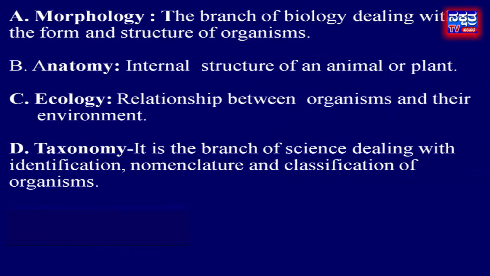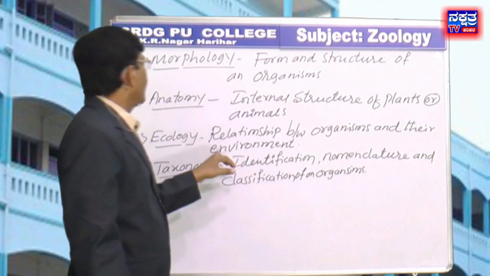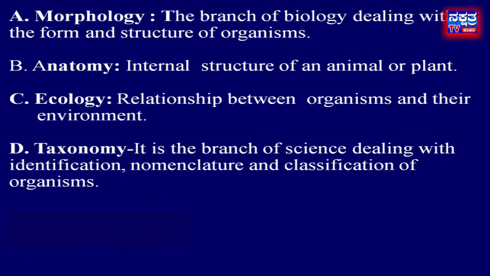Similarly, third, C, ecology. Ecology is also a branch of science. It deals with study about the relationship between organisms and their environment. Then fourth option, that is D, taxonomy. Taxonomy is also a branch of biology which deals with study about the identification, nomenclature and classification of organisms.